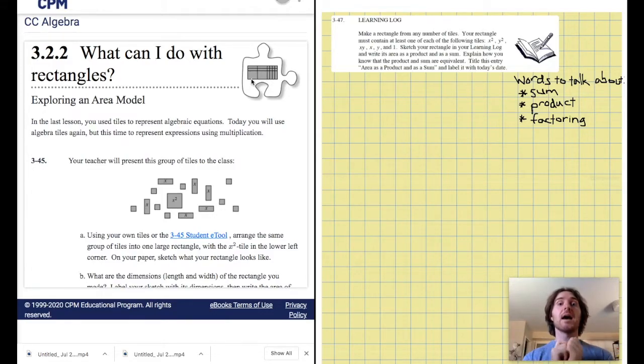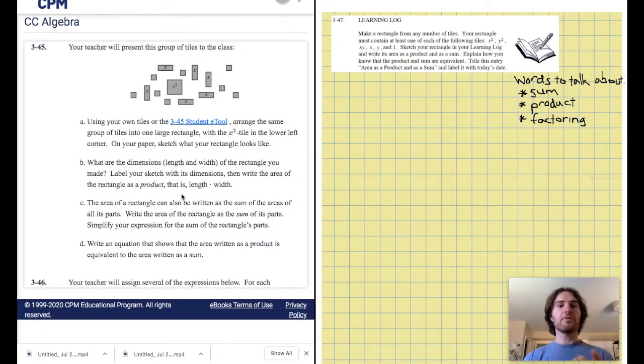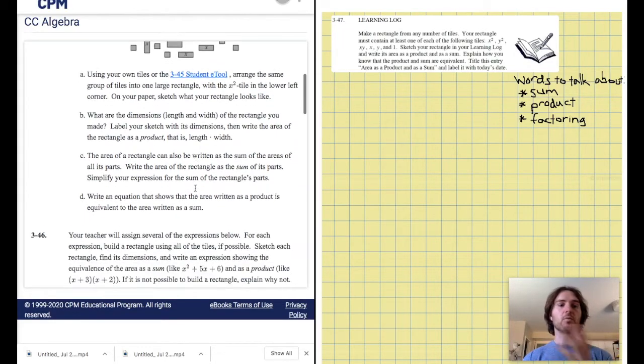You can write the name of that algebra expression as a sum or as a product. So things that I definitely want to talk about today when we do the 347 learning log together are that word sum and that word product. In 345, hopefully you got a chance to build it and understand what is a sum and what is a product. If not, we'll review in a second.